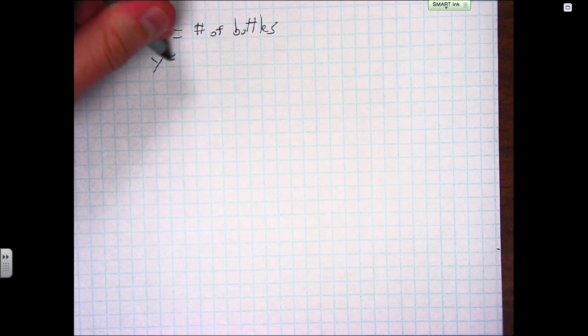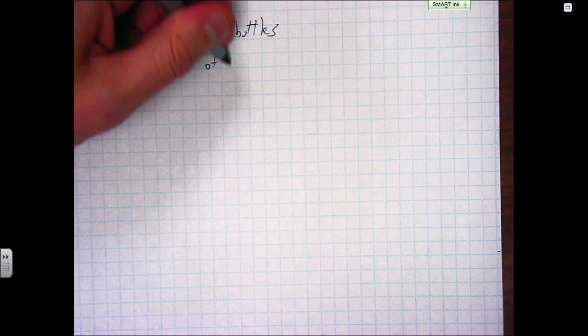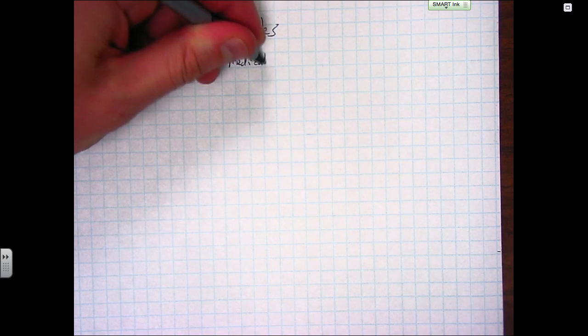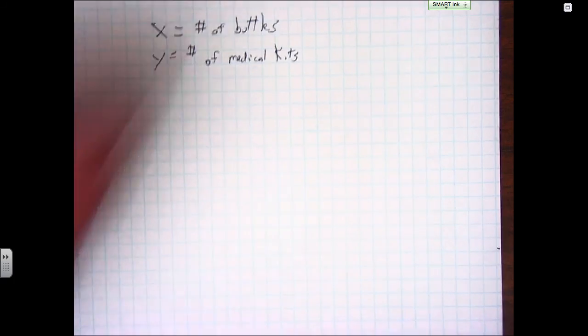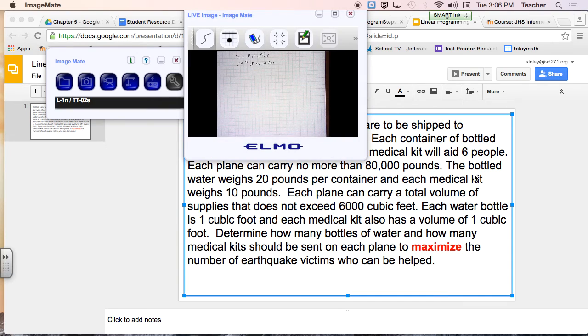And so when we set up this problem, I would encourage you to actually write down what your variables are. So I'm going to do x to be the number of bottles and y to be the number of medical kits. Okay, and so you want to make sure it's real clear what you're deciding. That's going to drive your variables.